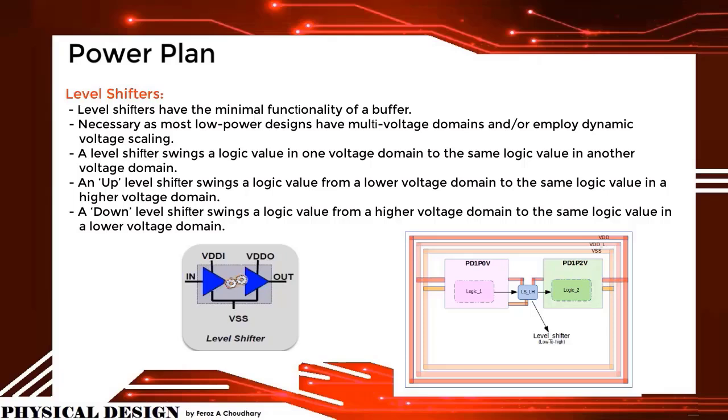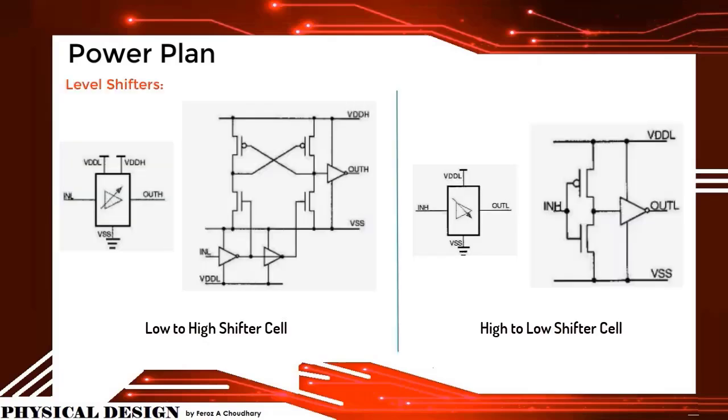For high to low or low to high, if we don't place any level shifter cells, what problems will we face? There will be setup and hold violations. A setup violation will be for high to low, and a hold violation will be for low to high. This happens because of the change in transition. Just look at the diagrams to see how high to low and low to high level shifters look.